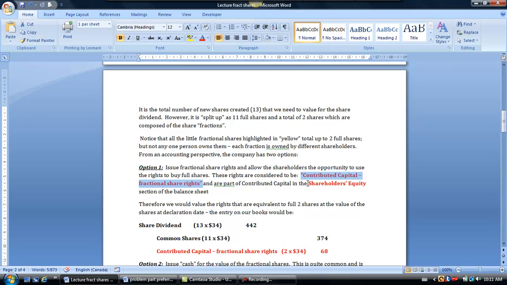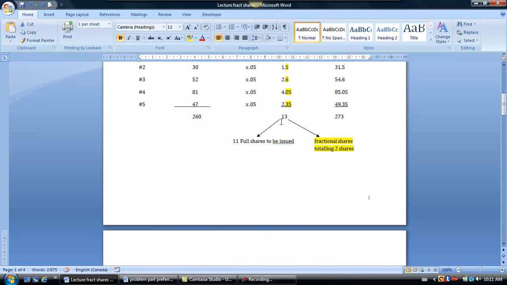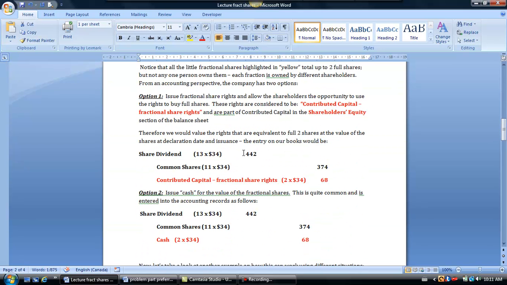So therefore, if I was to make a journal entry at the date of declaration and issuance, I'm going to assume the date I declare is the date I issue or distribute the shares. I'm going to debit the share dividend for the full amount of the new shares being created, even though some of these are fractional shares. It doesn't matter. It's still part of the value of the share dividend. And again, we always value those at the market value at the date they're declared.